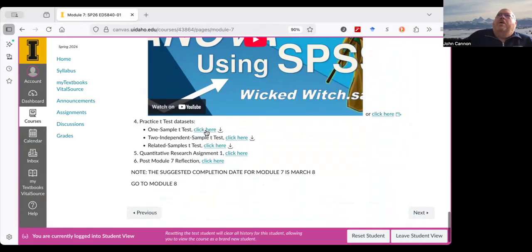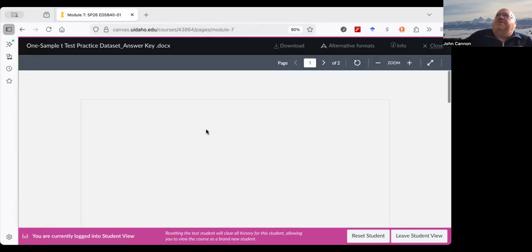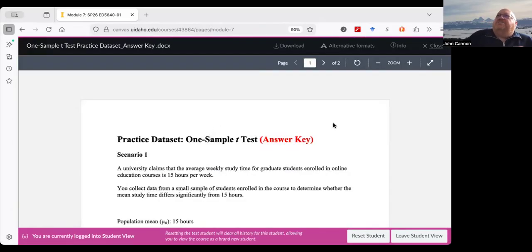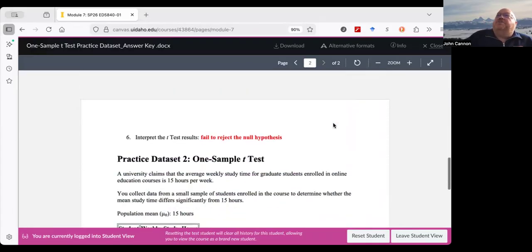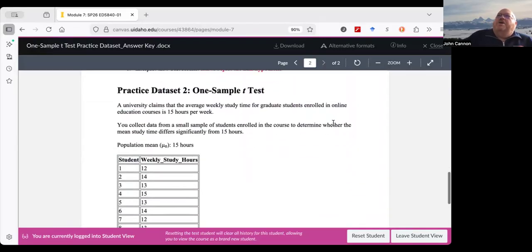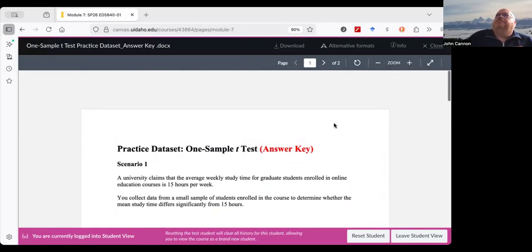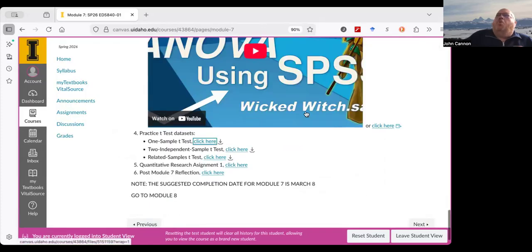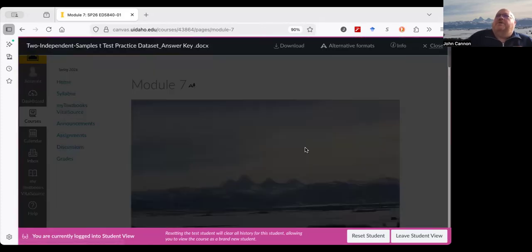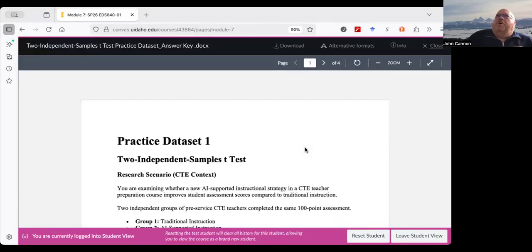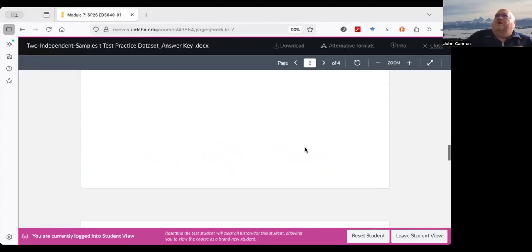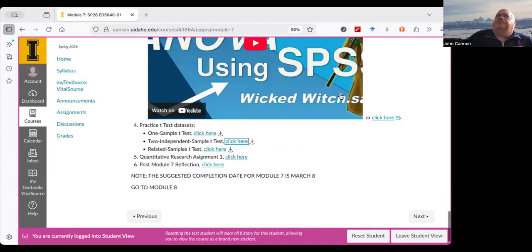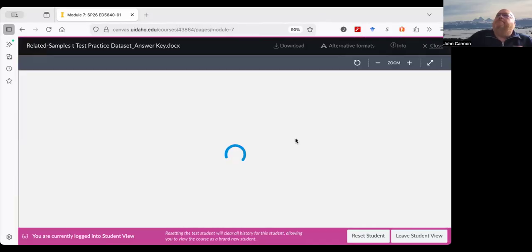I've also uploaded the answer keys for the t-test practice data sets, and the answers are in red. So please compare what you came up with to the answers. That's for the one sample t-test, the two independent sample t-test, and the related samples t-test.